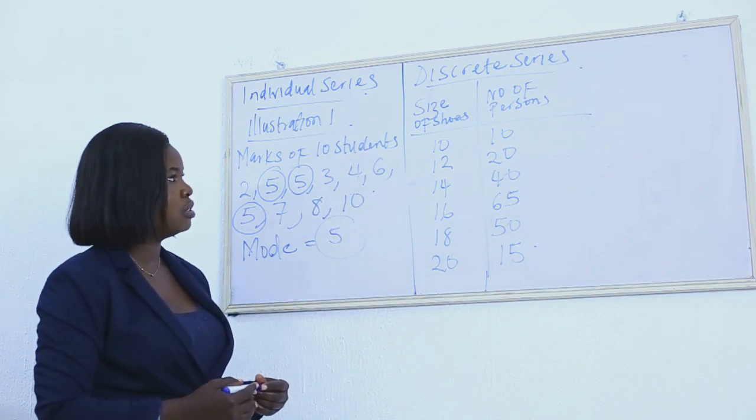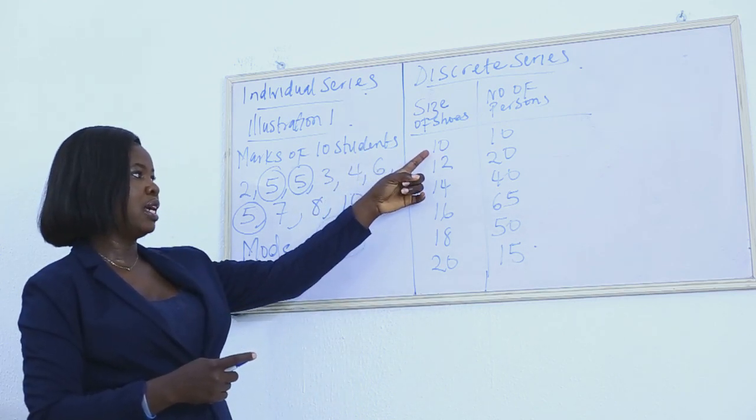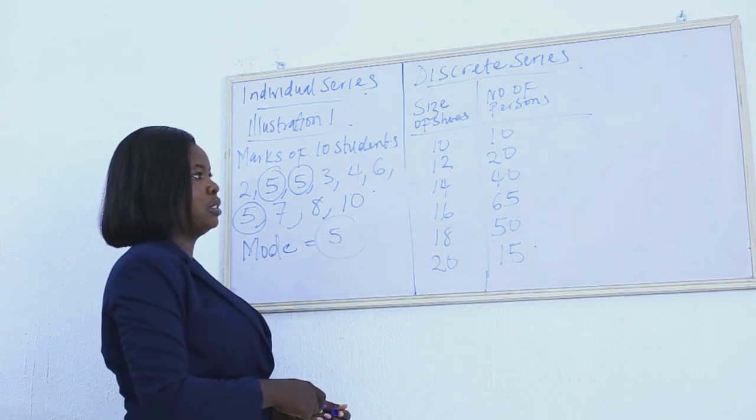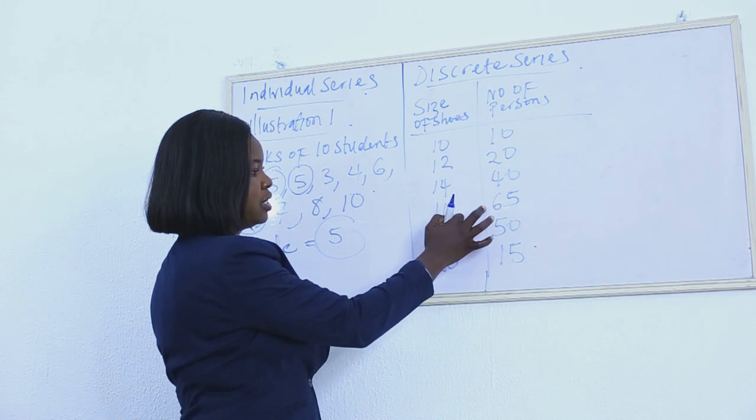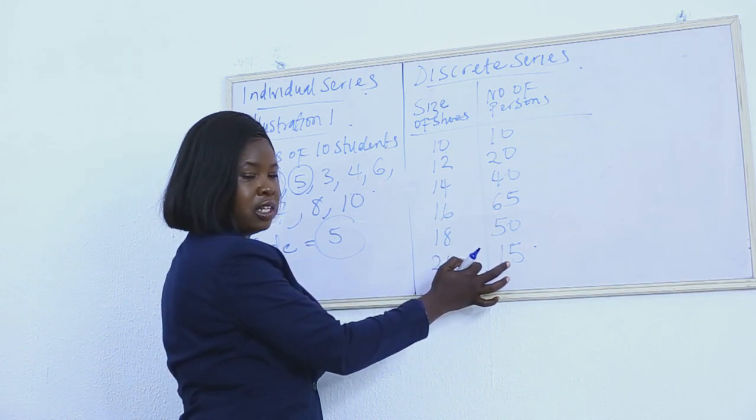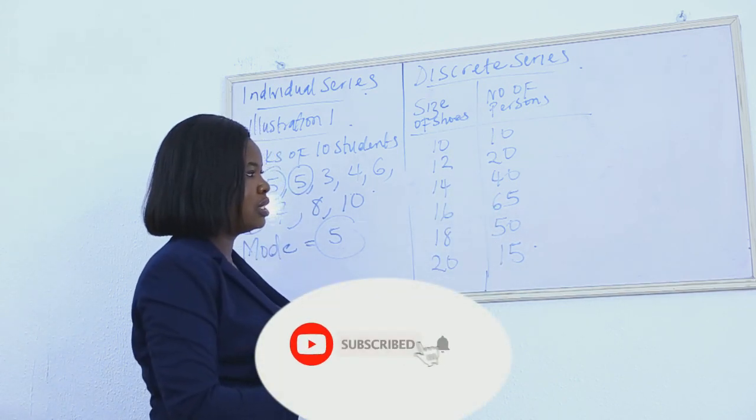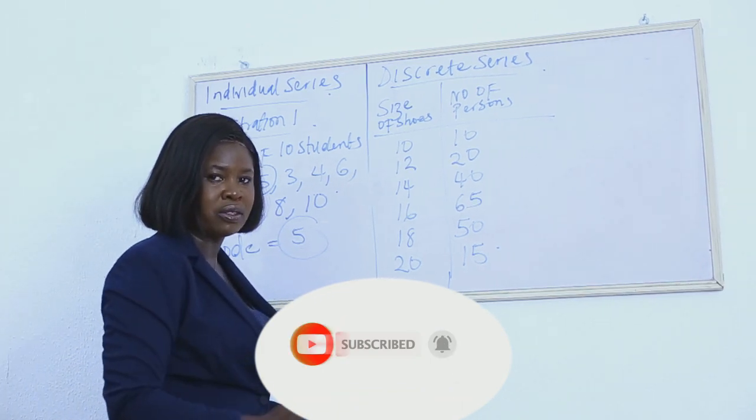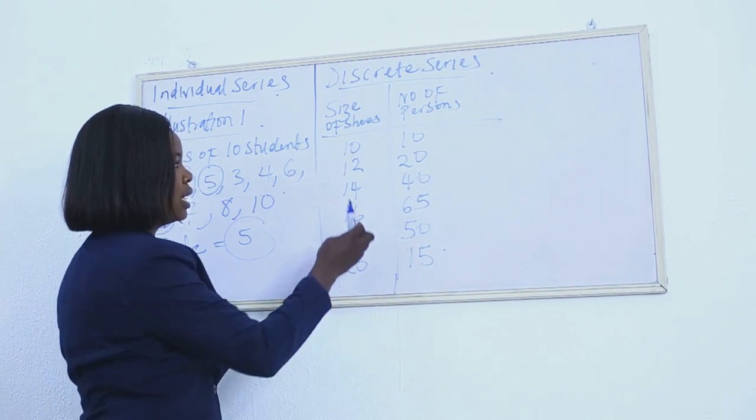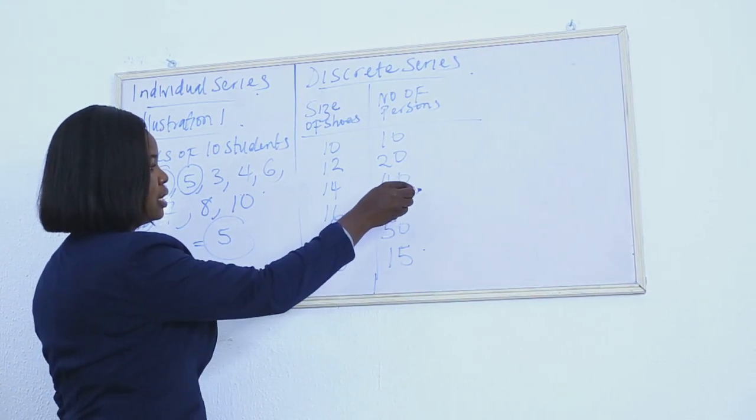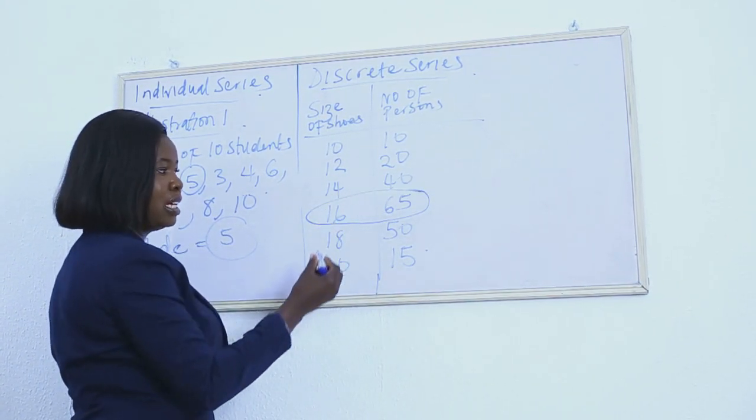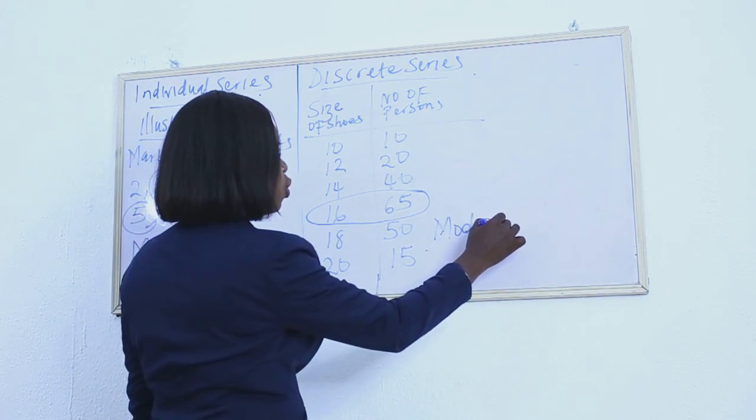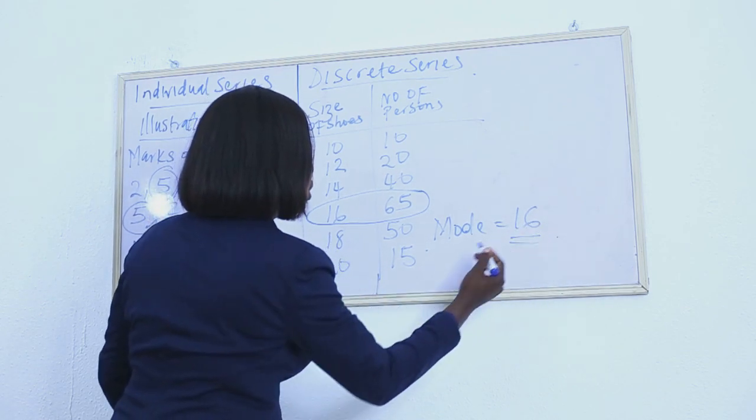Then for a discrete series, size of shoes: 10, 12, 14, 16, 18, and 20. The number of persons: 10, 20, 40, 65, 50, 15. And we said, what is the mode? The highest occurrence or the highest frequency. Looking at this, 65 is the highest frequency. That means our mode is equal to 16.